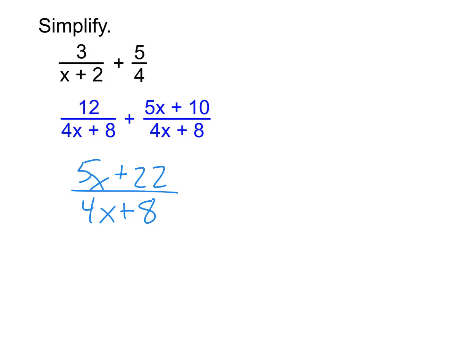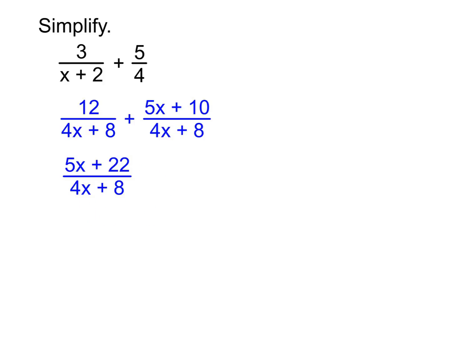And then one last step with that, can it be reduced? Is there anything I can divide 5, 22, 4, and 8 all by? No. It's kind of close. It's almost 2, but I can't divide 5 by 2. So no, there's nothing I can divide all of them by. So that one is done. That would be your final answer.